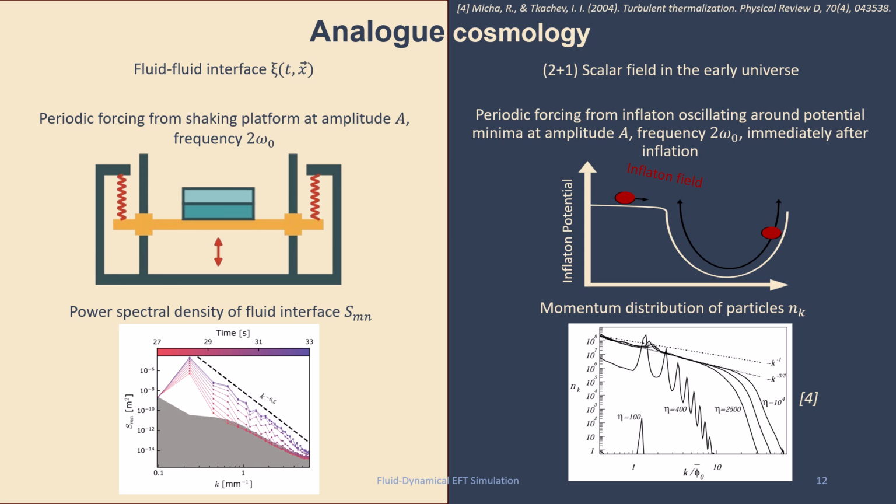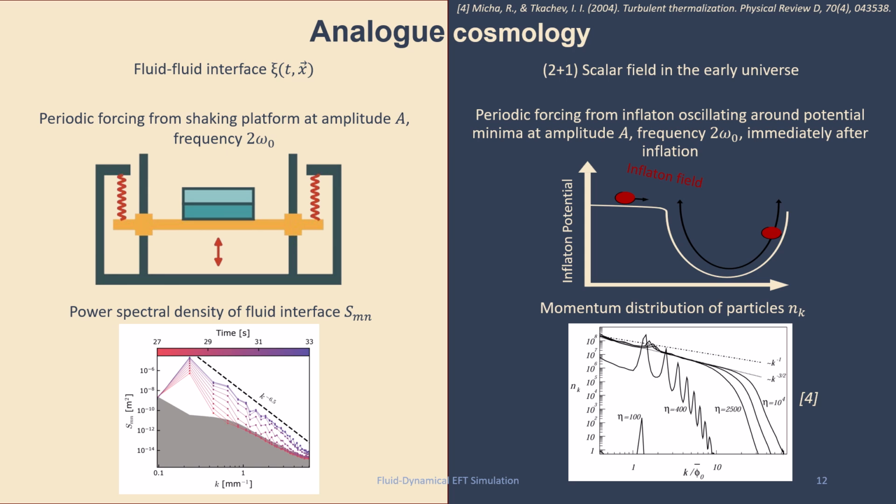In cosmological preheating, parametric resonance is induced in the massive field by periodic forcing at amplitude A and frequency 2 omega naught, and the same is true for the fluid-fluid interface. This causes an exponential growth in excitations at frequency omega naught in both cases. In the cosmological case, this is interpreted as the rapid production of particles at a particular momentum scale k, and in the experiment this corresponds to the growth of a wave at a particular wave number k.